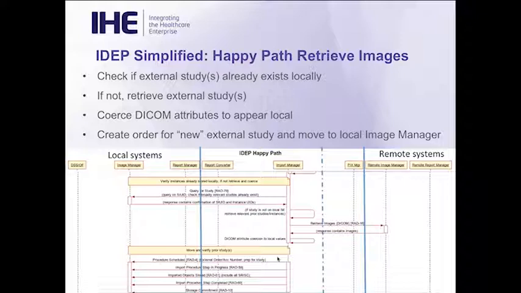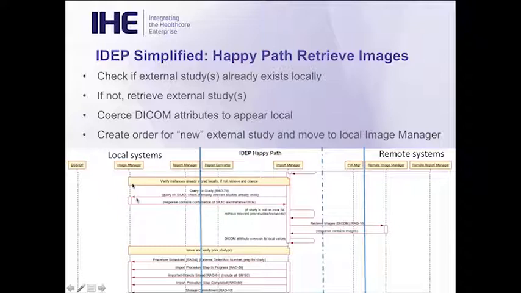All right. So continuing on with the sequence diagrams for IDEP, the next set of steps includes that we're going to check if these external studies have already been imported locally. If not, we're going to go out and retrieve the external studies which we've already determined to be relevant. We'll coerce the DICOM attributes so that they appear local, and then we'll create new orders for these external studies so that the local systems work better.